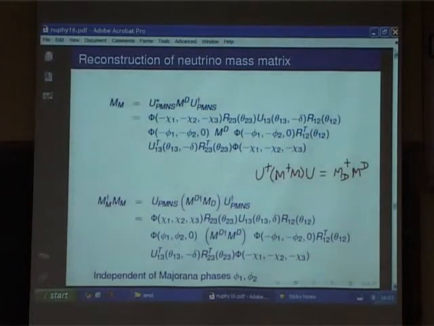Now I write things down neatly. UPMNS looks like this: phases, R23, U13, R12, phases. That's my UPMNS. This is my UPMNS dagger, so I go the other way around: phases, R23, U13, R12, and phases. All phases change sign, so it's a dagger. Now look at this part.